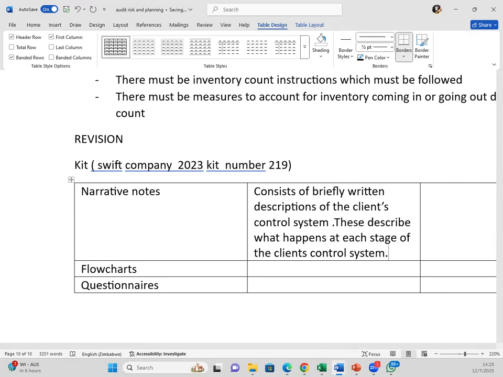So with narrative notes, you are writing notes that explain the control system of the client, describing what happens at each stage. Okay, what can be an advantage of narrative notes? What can be an advantage of narrative notes?